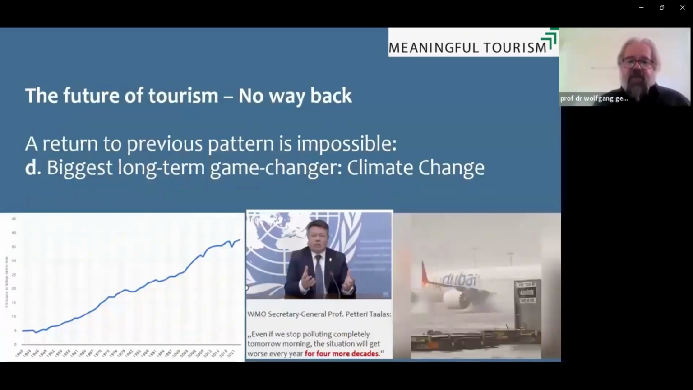And the biggest argument is that the long-term game changer is climate change. The then Secretary General of the World Meteorological Organization, Professor Taalas, said already 3 years ago that even if we stop polluting completely tomorrow morning, the situation will get worse every year for 4 more decades, 40 years. So we can see things happening, like just an example on the photo, the flooding of Dubai Airport in the middle of the desert. Who would have imagined that? And also we can see on the left-hand side that the carbon dioxide production is moving on. Whatever we have agreed in Paris and in other places, in COPs, there is no letting up of the increasing level of pollution.